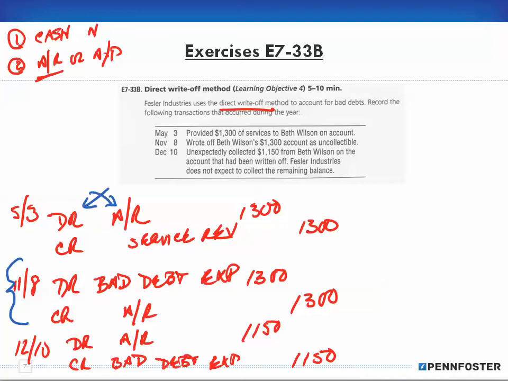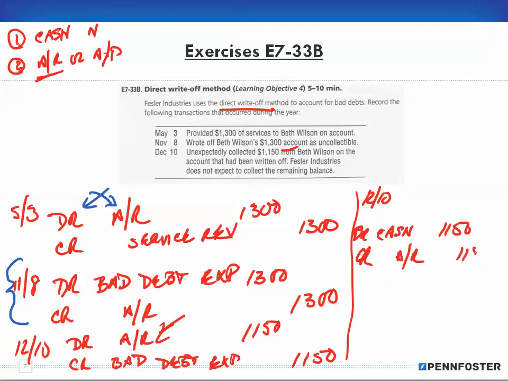Now we have to record the payment of it, right? So I'm just going to write it in real small here. On 12/10, we received cash for $1,150, so we're going to debit our cash for the $1,150, and we have to credit something else. Well, he's paying off the accounts receivable, so I credit my accounts receivable for $1,150, and so this debit and this credit for $1,150 wash each other out, and the accounts receivable is zero, and we've received the cash here.